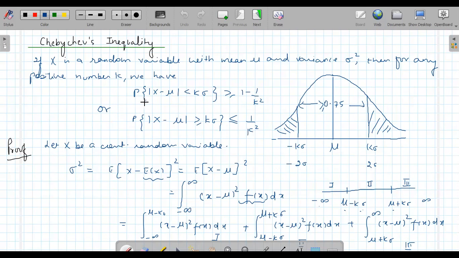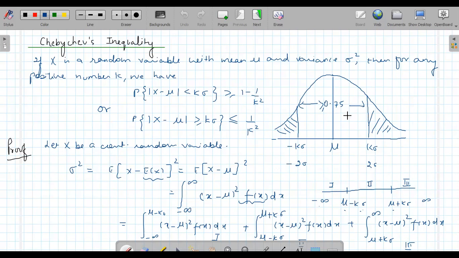Let's see what is the use of this inequality. Suppose this is a standard normal curve. For standard normal curve, mean is always 0. So this probability is the probability that x lies between minus k sigma and plus k sigma. Okay, so if we take suppose k equal to 2, so probability that x lies between minus 2 sigma and plus 2 sigma will be greater than or equal to 1 minus 1 upon 2 square.